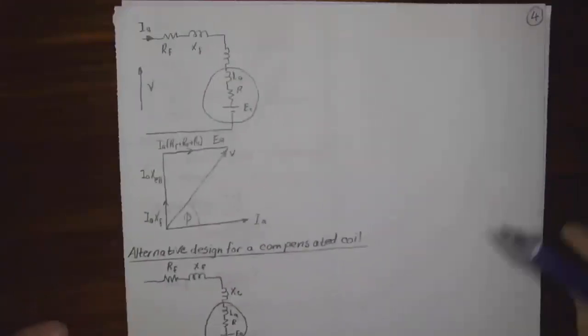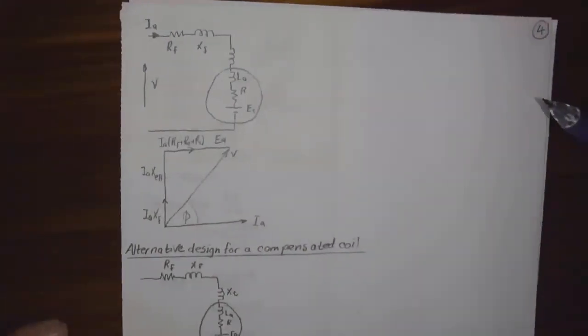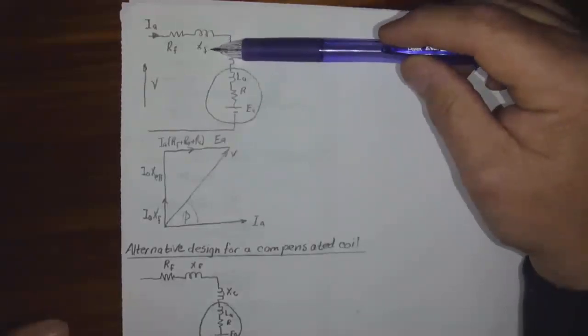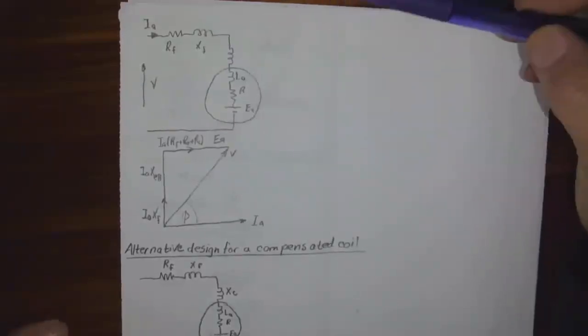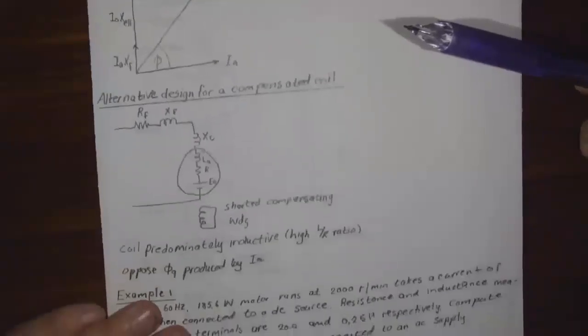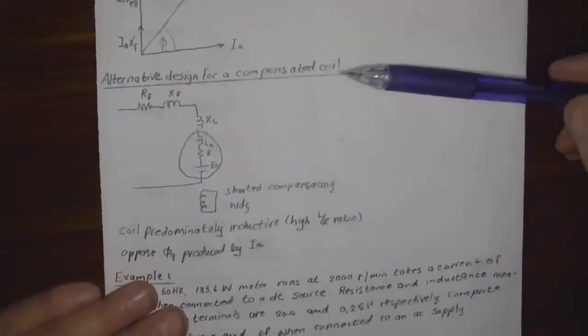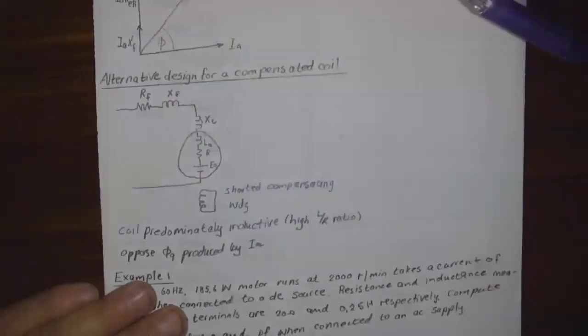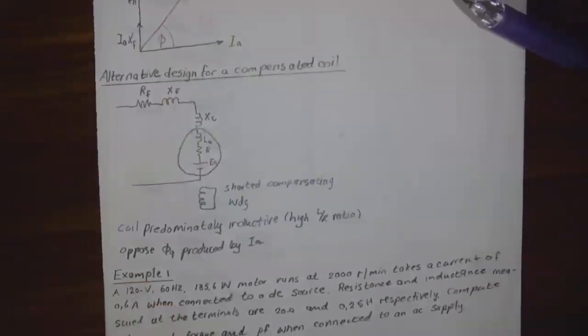There we have our single line diagram. Resistance of the field, reactance of the field, armature stuff. And there our phasor diagram. Then we have an alternative design for a compensated coil, where we have a short-circuited compensating winding.